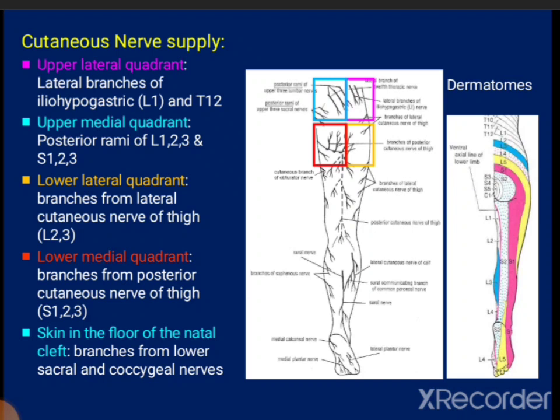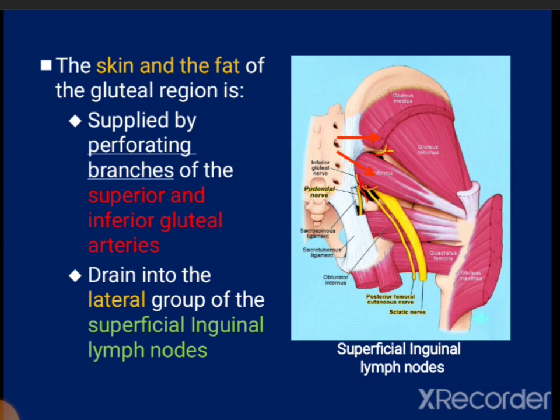The skin in the floor of the natal cleft is supplied by the branches of the sacral and the coccygeal nerves. The skin and the fat of the gluteal region is supplied by the perforating branches of superior and the inferior gluteal arteries. They drain into lateral group of superficial inguinal lymph nodes.